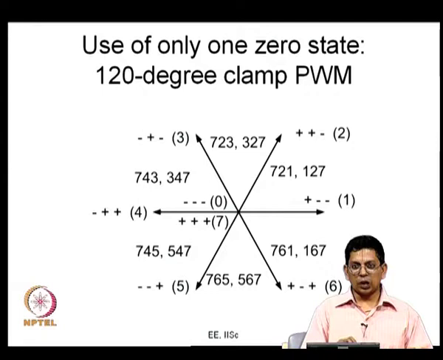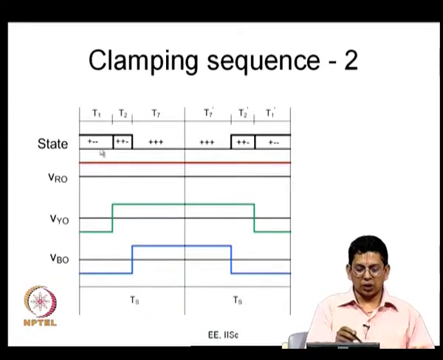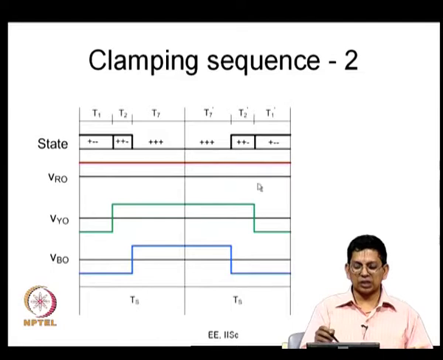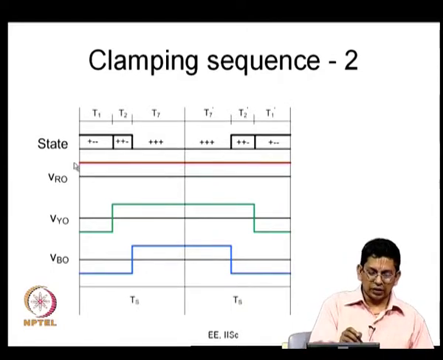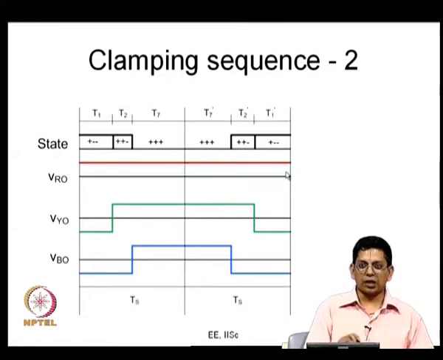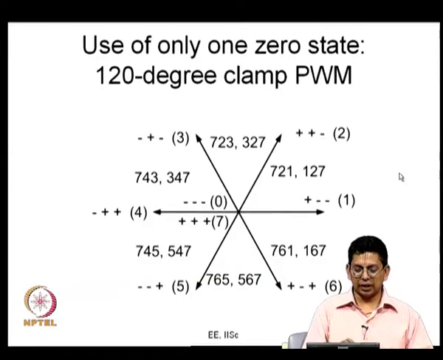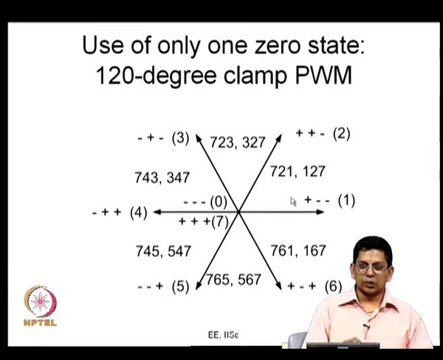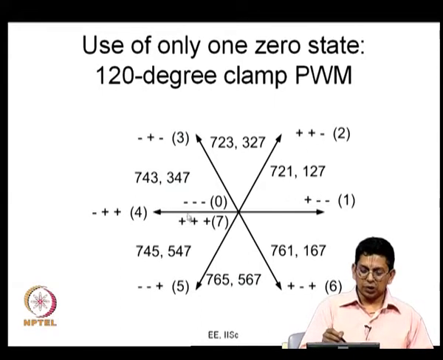So, now if I use only one 0 state throughout, this is only one 0 state in one half carrier cycle, and this is the same 0 state in the next half carrier cycle also. So, you find that the R phase is clamped here and you also find that the R phase is clamped here now. If you use the same kind of sequence everywhere, what will happen? The R phase will continue to be clamped to the positive DC bus over that entire sector at least. So, this is what I am trying to do. I am using 7 to 1 and 1 to 7 in alternate subcycles in sector 1. So, 7 meaning plus plus plus, 2 meaning plus plus minus and 1 meaning plus minus minus. So, what happens is the R phase is getting clamped to the positive DC bus here.